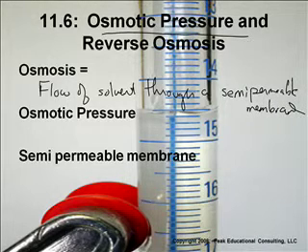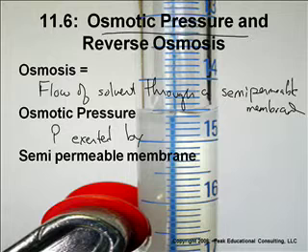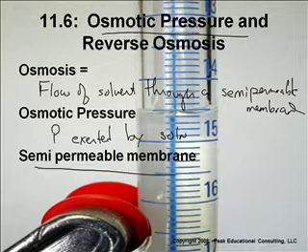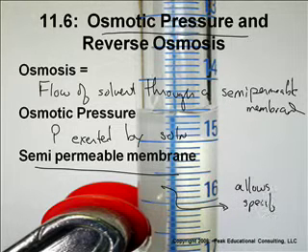Okay. Osmotic pressure, though, is a little different. It's the pressure exerted by the solution, where P stands for pressure, and a semi-permeable membrane. What was that again? It's a membrane that only allows specific things to pass through it. In our case, it's going to allow the solvent to go through, but not the solutes.